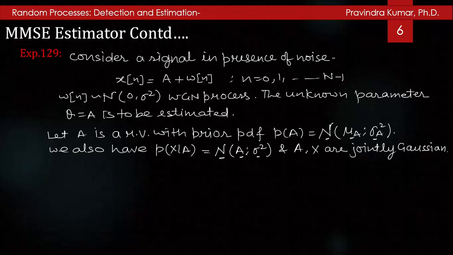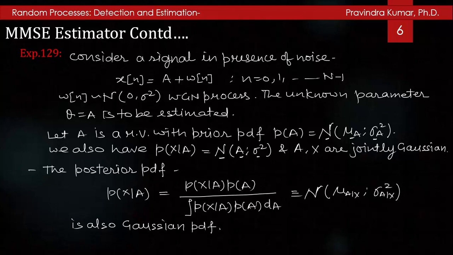So now the posterior PDF p(a|x) will be p(x|a)p(a) divided by the integral of p(x|a)p(a) da from the previous equation, and it will be an approximately normal random process with mean mu_a|x and variance sigma_a|x squared, and it is also a Gaussian PDF.